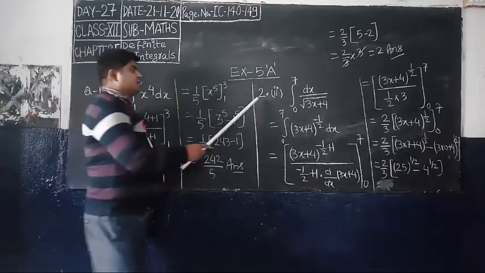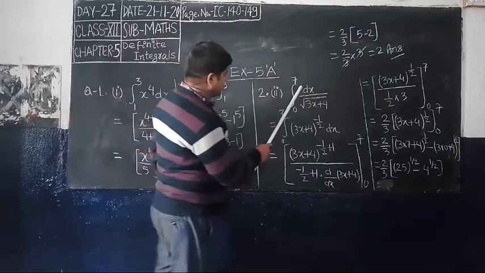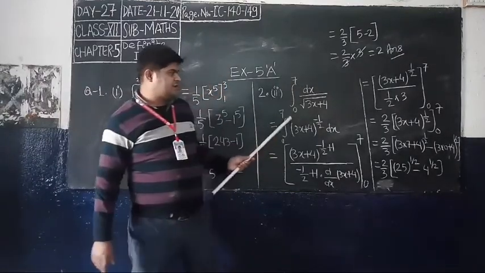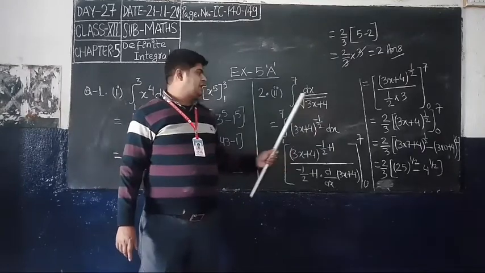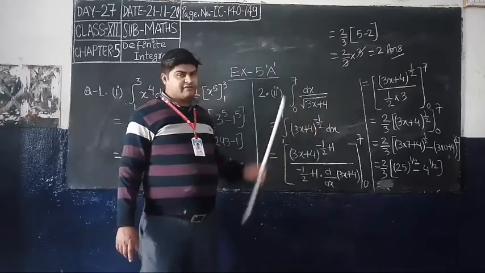Now see question number 2. Here we have to find the integration of dx by root of 3x plus 4, with limits 0 to 7.